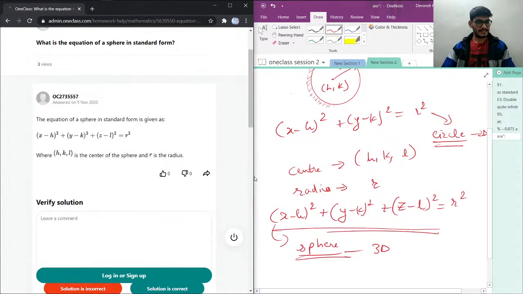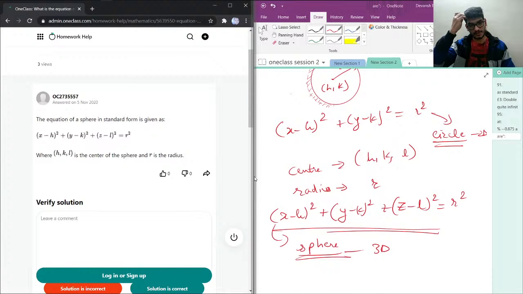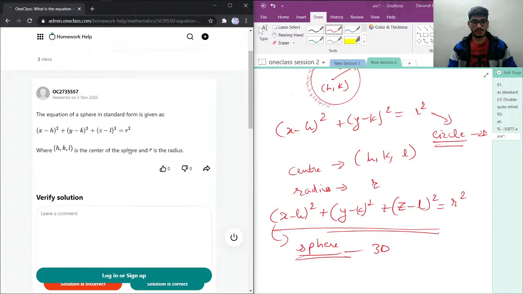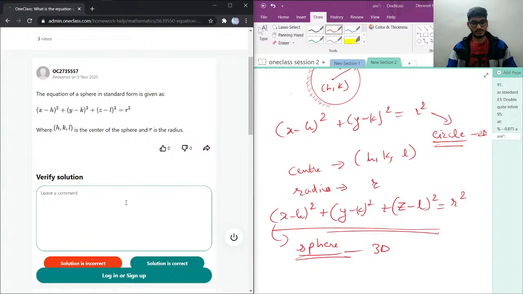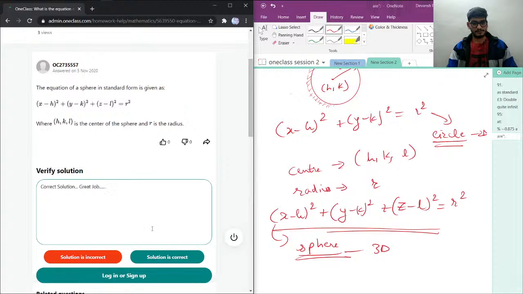So let's see the solution provided by Junior Tutor. The equation of a sphere in the standard form is given as x minus h whole square plus y minus k whole square plus z minus l whole square equals r square. So the solution given by Junior Tutor is correct. Great job. And the solution is correct.